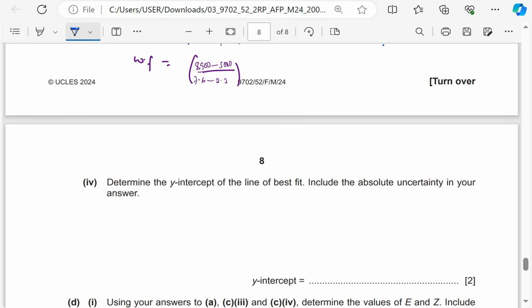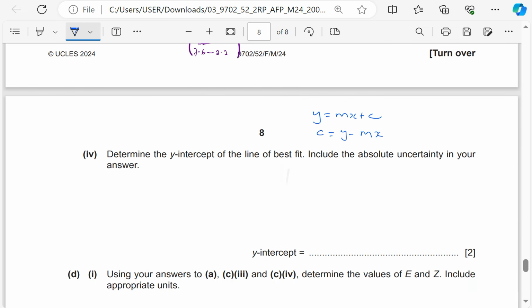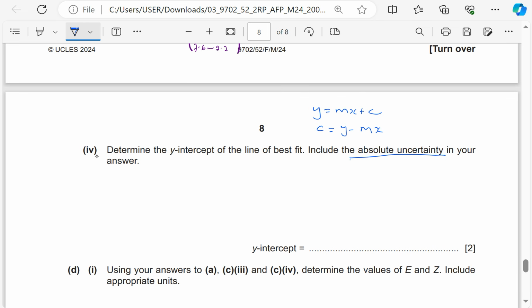Determine the y-intercept of the line of best fit. Include the absolute uncertainty in your answer. Now, you don't read the y-intercept from the graph. You use the equation y equals mx plus c, which means c is going to be equal to the y value minus m times x. Because they want us to include the absolute uncertainty, the easiest method is to find c for the best fit and c for the worst fit, and maybe subtract them.